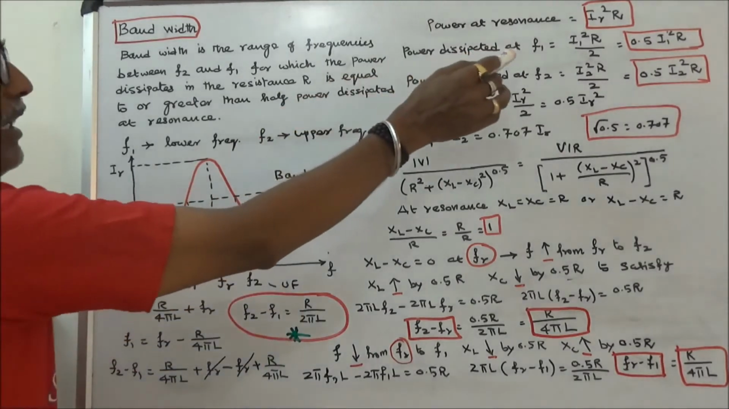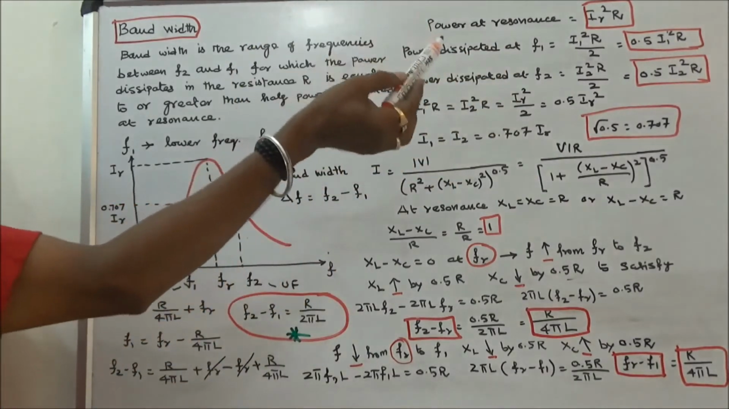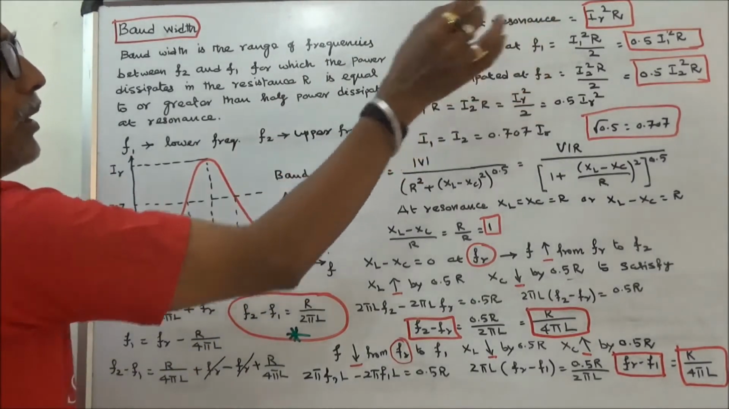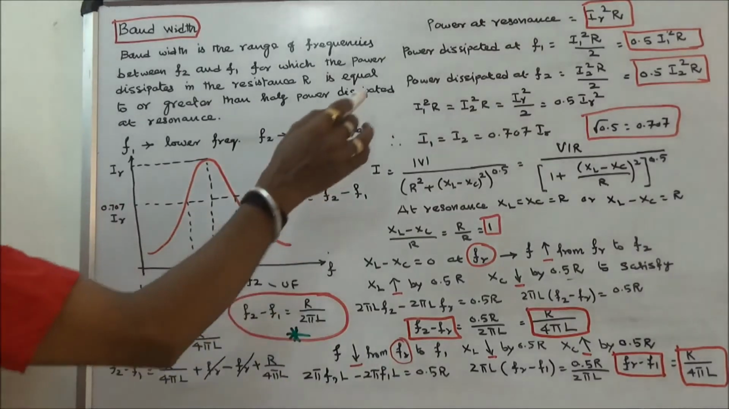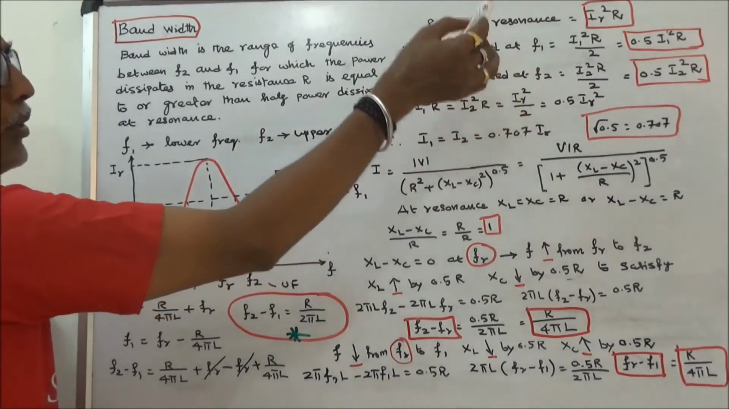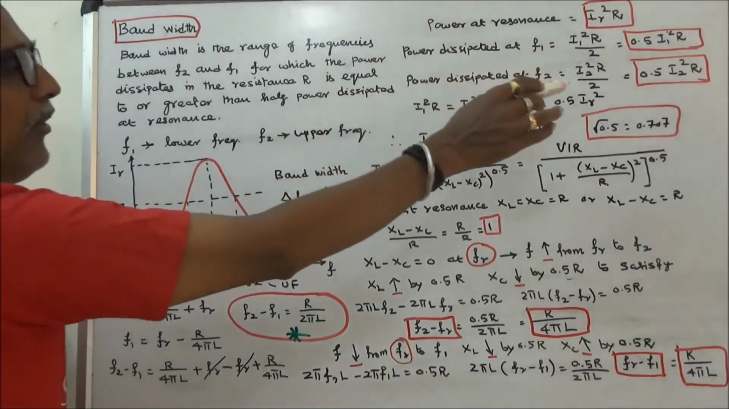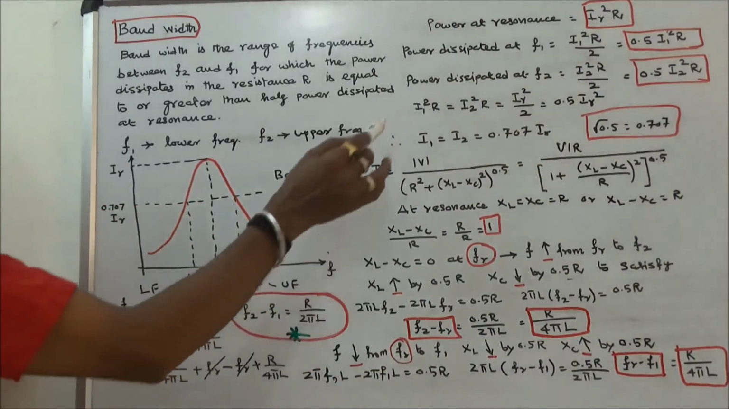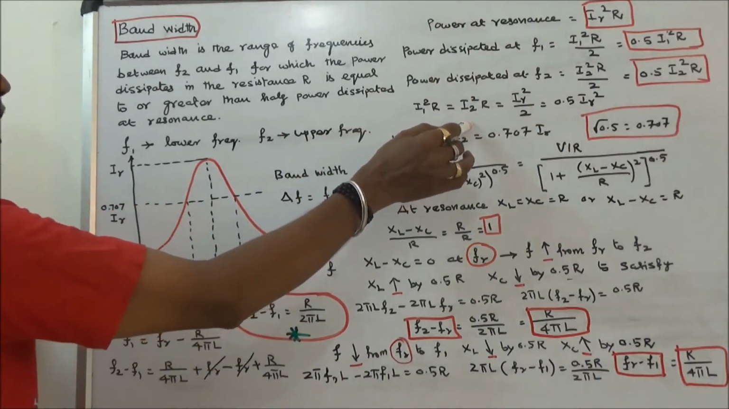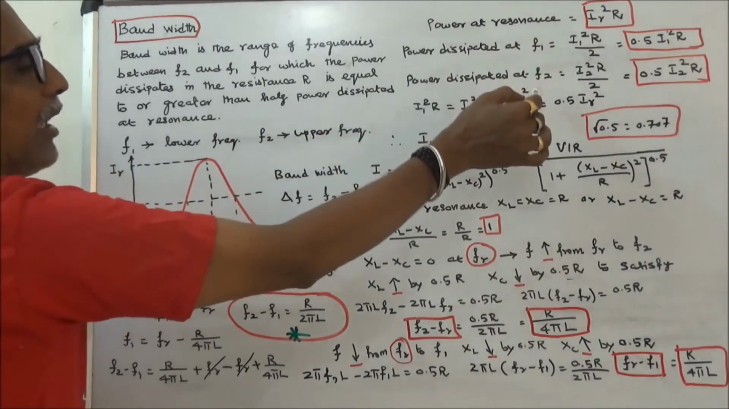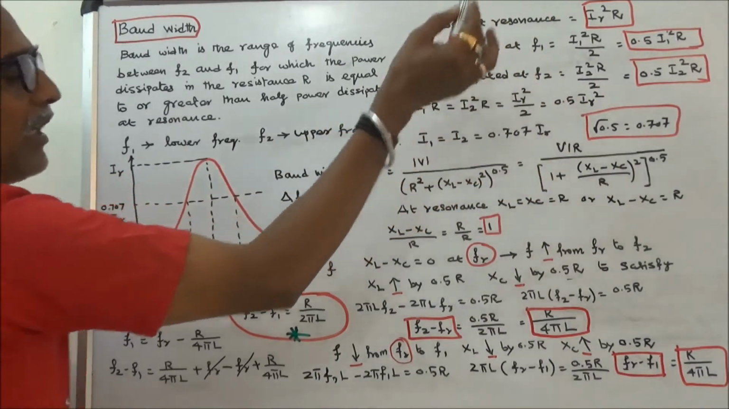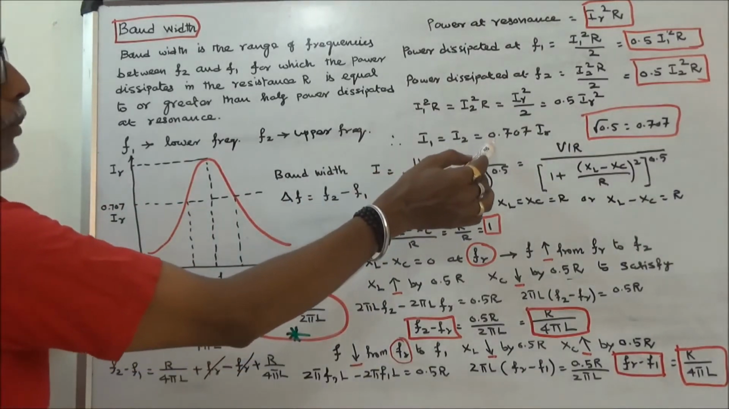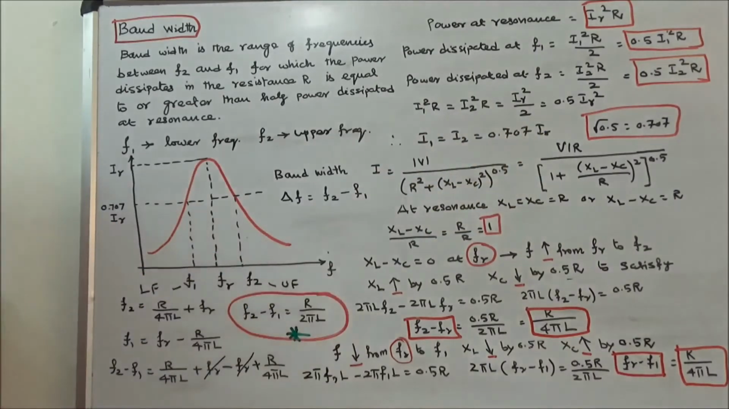Power dissipated at F1 is equal to I1 square into R divided by 2, that is equal to 0.5 into I1 square into R. Power dissipated at F2 is equal to I2 square into R by 2, that is equal to 0.5 into I2 square into R. I1 square into R is equal to I2 square into R is equal to IR square by 2, that is equal to 0.5 IR square. Therefore, I1 is equal to I2 is equal to 0.707 IR.